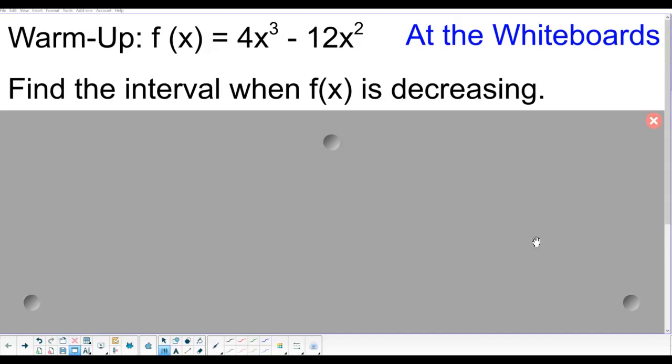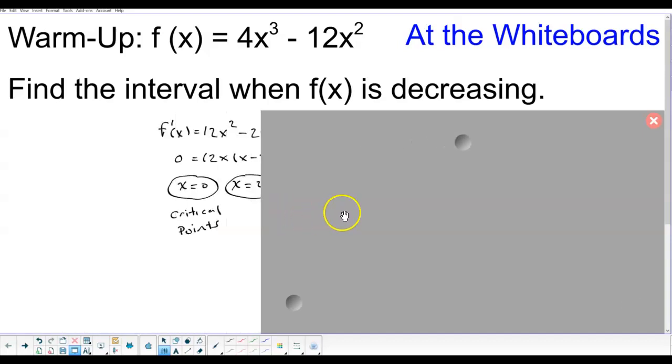If you would pause the video, you can do these at the whiteboards or here at your desk. The goal is to find the interval when the original function f of x is decreasing. All right, hit pause. Okay, now when you're done, let's go over this. So what do you need to do?